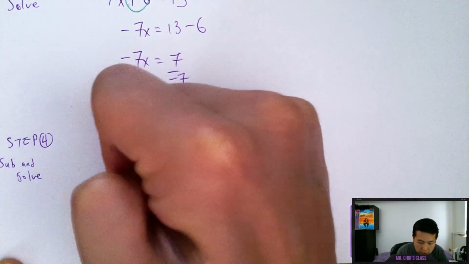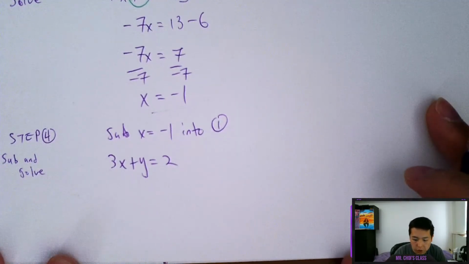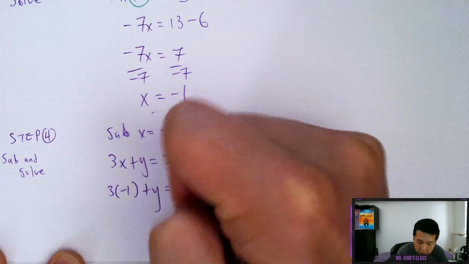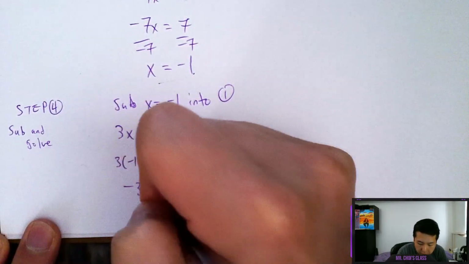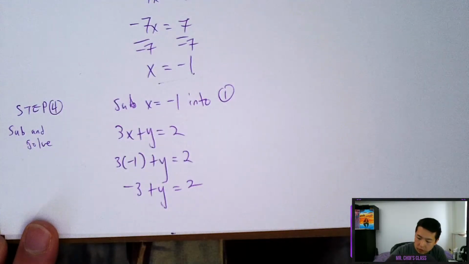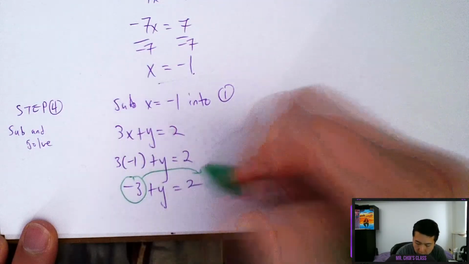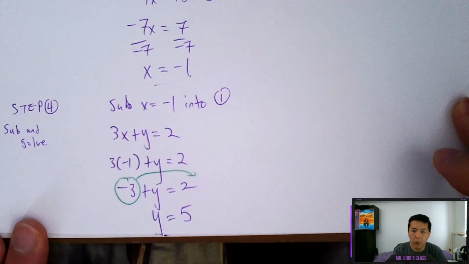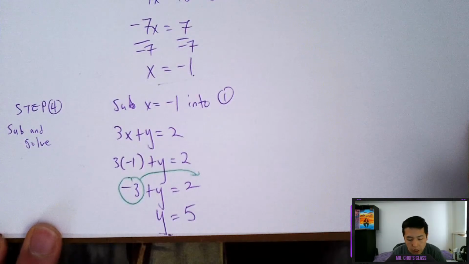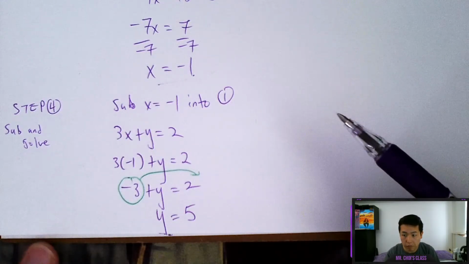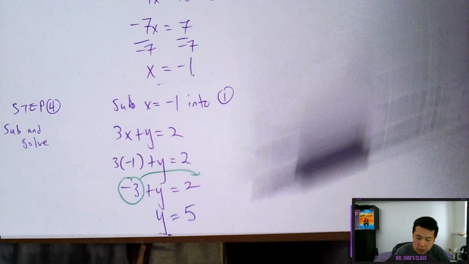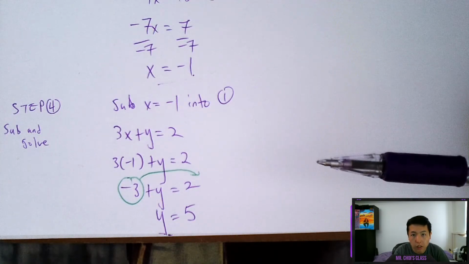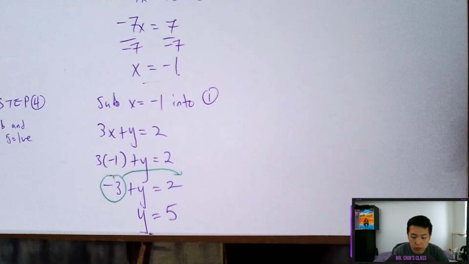And so equation 1 looked like this. 3x plus y equals 2. And since x is negative 1, we can plug in 3 times negative 1 plus y equals 2. That gives me negative 3 plus y equals 2. Solving that for y, move that over. We're going to get y equals 5. So that's step 4. Within these 4 steps, we've solved for x and y. So step 5 and step 6 was our check, and then our statement.